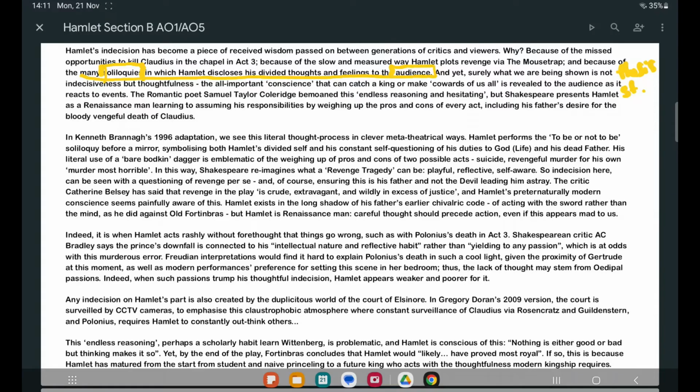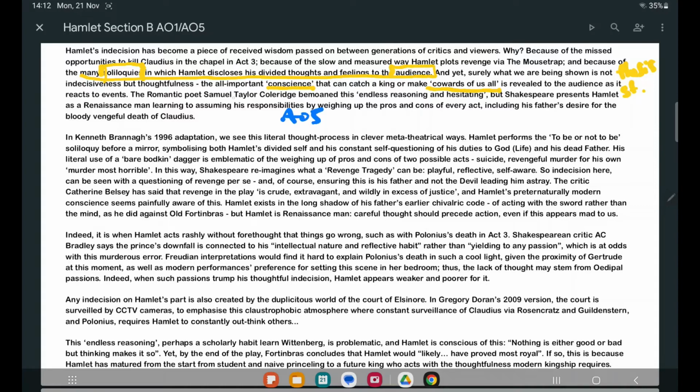The all-important conscience, there's an embedded quote there, that can catch a king or make cowards of us all. Another embedded quote showing reference to the play as a whole is revealed to the audience as it, that's his conscience, his moral law within, reacts to events. So I get some AO5 in here. I'll just change colour here.